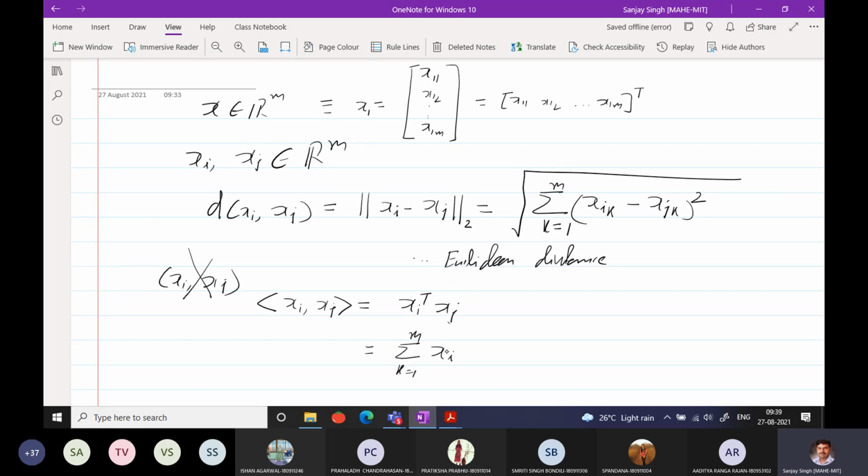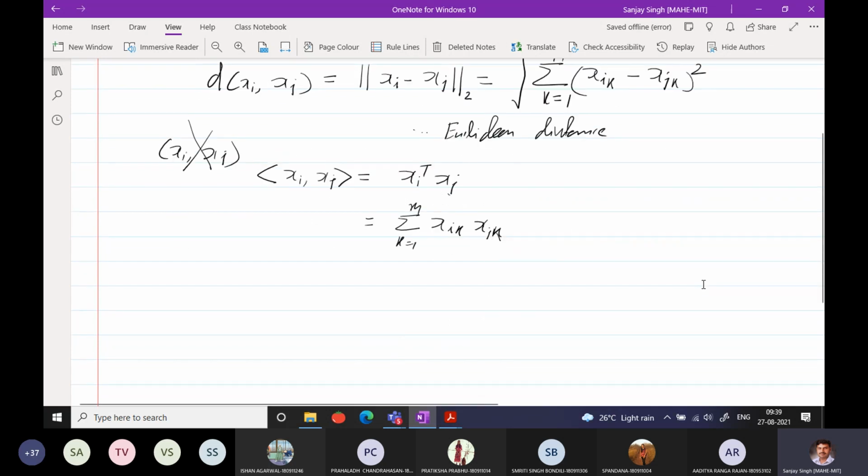Remember this xi has nothing to do with the index, it's just indicating the identity of the vector we are using. So I can say xik and xjk, right? So this is just the computation of that. Now we know that the inner product we always define in terms of cosine similarity. So we say something like this.